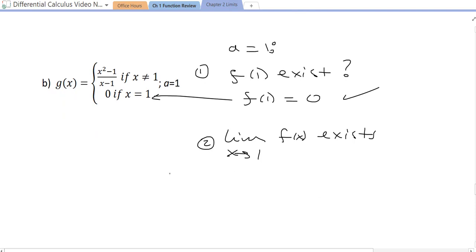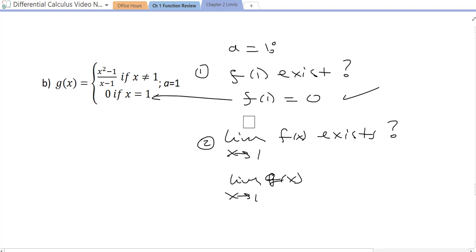So let's check it. So how do we check that? We look at the limit as x goes to 1 from the left. Well, in this case, we can just take the limit, because normally if you have a piecewise function, we do that step. But here I can just say the limit as x goes to 1 is going to be of g of x.